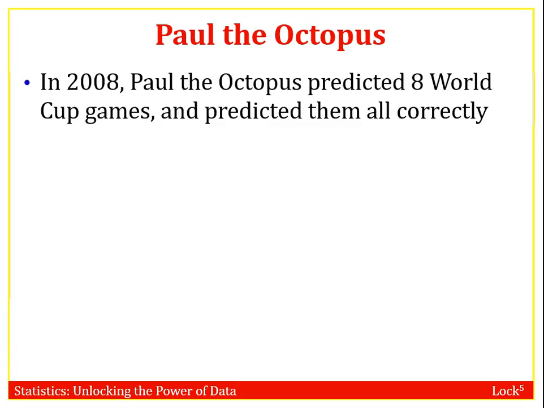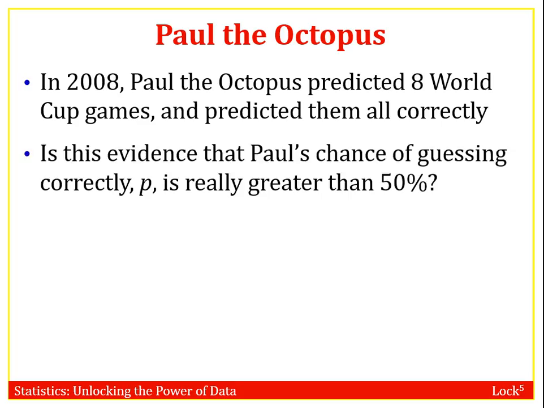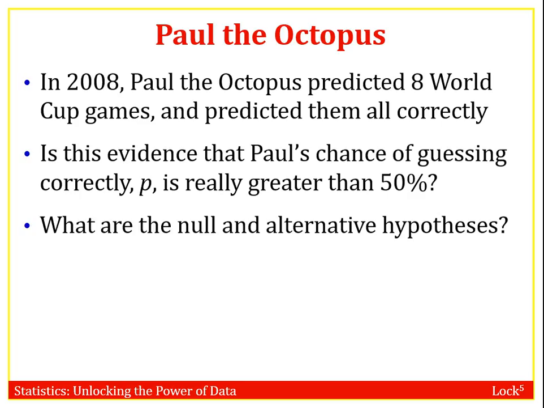So, as we talk about Paul, he correctly predicted 8 World Cup games in a row. Is this evidence that Paul's guessing correctly is greater than 50%? As in, does he somehow know something that we don't to be able to figure out who's going to win? So what would be the null hypothesis and the alternative hypothesis? Well, the null hypothesis would be the probability is 1/2. I mean, you either win the game or you lose the game, and assuming all things are equal, it's a 50-50 chance. So we're wondering if this probability with Paul is really greater than 50% or 0.5.